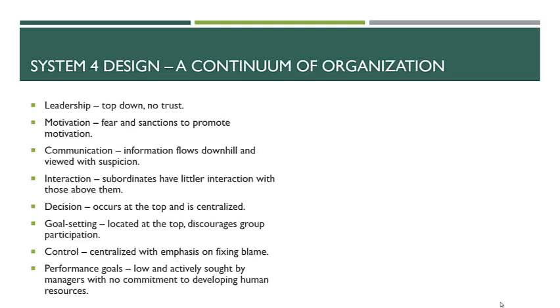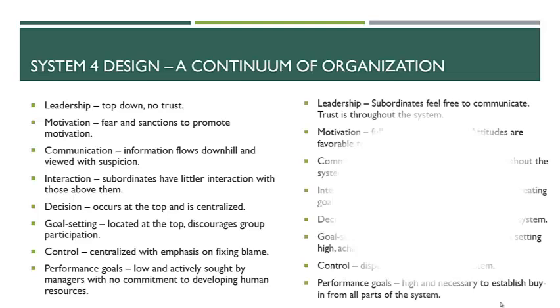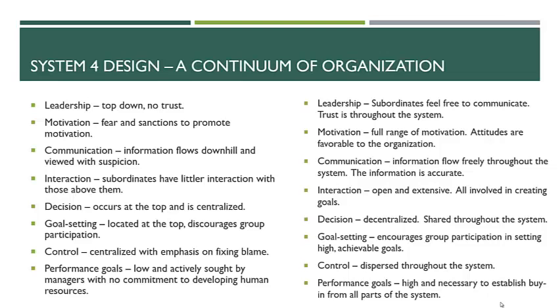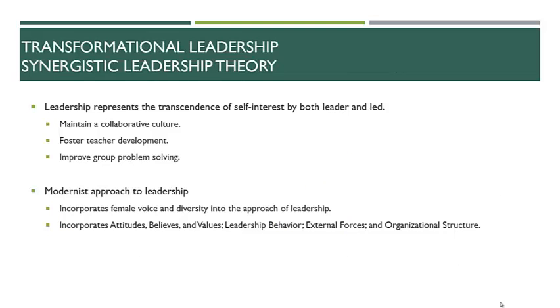So here's a little bit about what I was saying about System 4 design, where it's a continuum of organization. And I'm not going to go through all this. You'll get the idea real quickly. Leadership on the System 1 side is top-down. There's no trust. There's no motivation. Communication flows downhill. Subordinates have little interaction with those above them. Whereas on the System 4 side, subordinates feel free to communicate. There's a full range of motivation. So a combination of this and some of these others really is what's going to lead to effective schools.